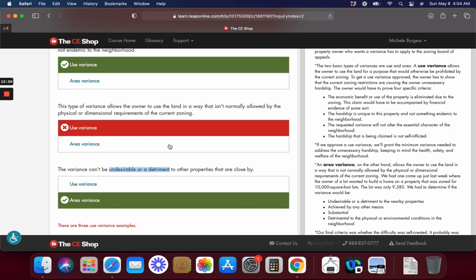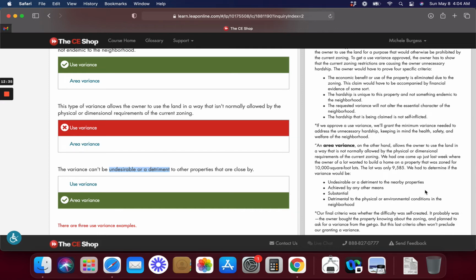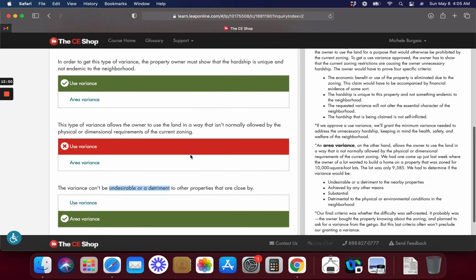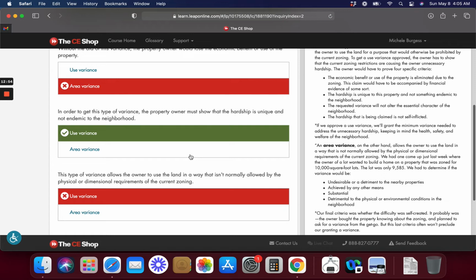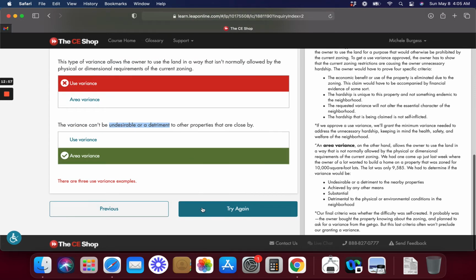This is area. Okay, let's look at this. Allows the landowner to use the land in a way that isn't normally allowed, physical and dimensional. They're calling that area. Okay, it doesn't really say that here, but it's what it's saying is the right answer, so that's what we're going to go with. Okay. All right, let's try these again.